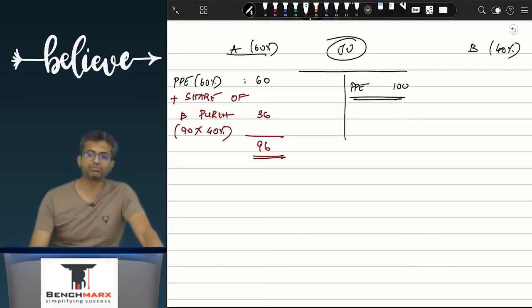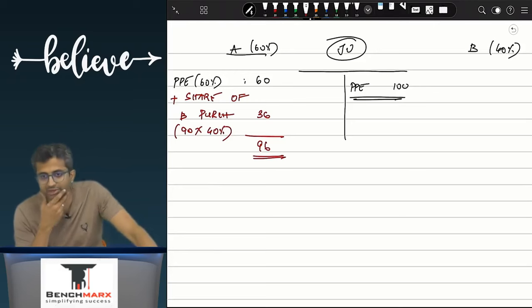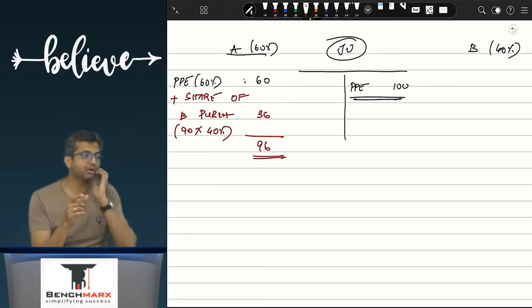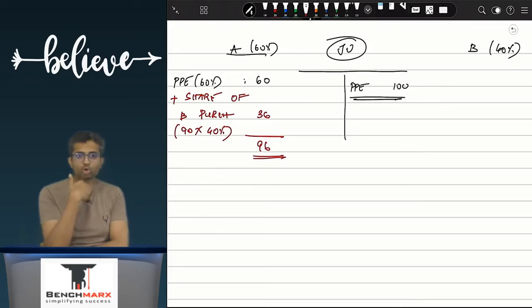अभी यहाँ पे a student might get confused. He will say, sir, I am paying 90 rupees only. I am not paying 96. However, maybe there is some unrealized loss. You don't recognize unrealized profit. You don't recognize it, it's an intercompany transaction. 60 to aapka hi share hai.